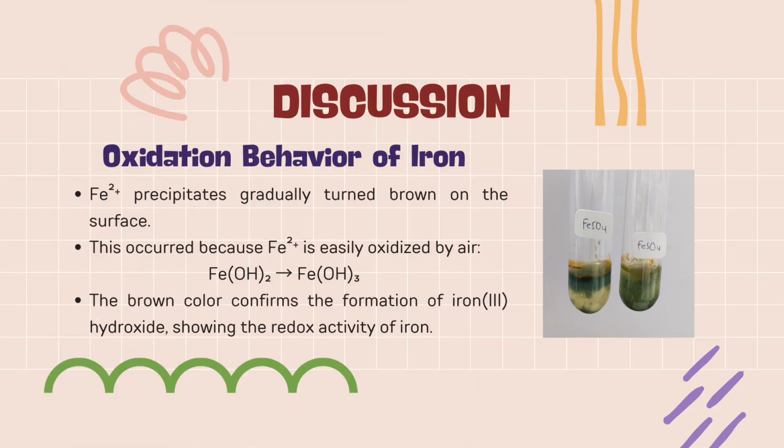An additional observation was made in the iron sample. The greenish precipitate gradually turned brown on the surface. This change is due to oxidation, where iron(II) hydroxide reacts with oxygen from the air to form iron(III) hydroxide, which has a brown color. This behavior highlights the redox activity of iron and its tendency to change oxidation state.